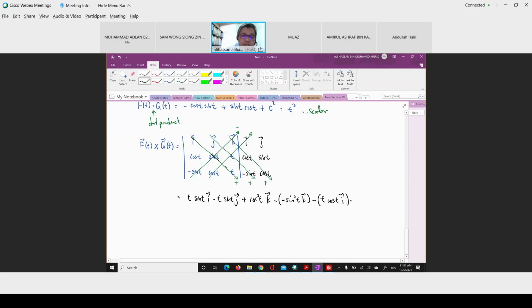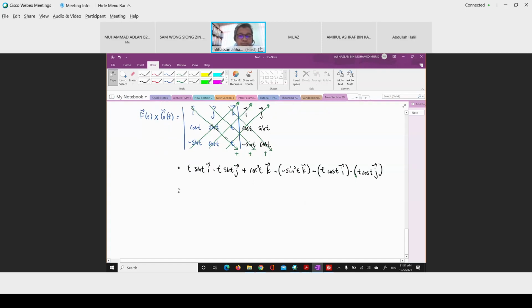Finally, the product of these three elements. And then what is the product? t cosine t j. And now we combine all the like elements. We have two terms containing i. So the sum is what? t sine t minus t sine t minus cosine t i.